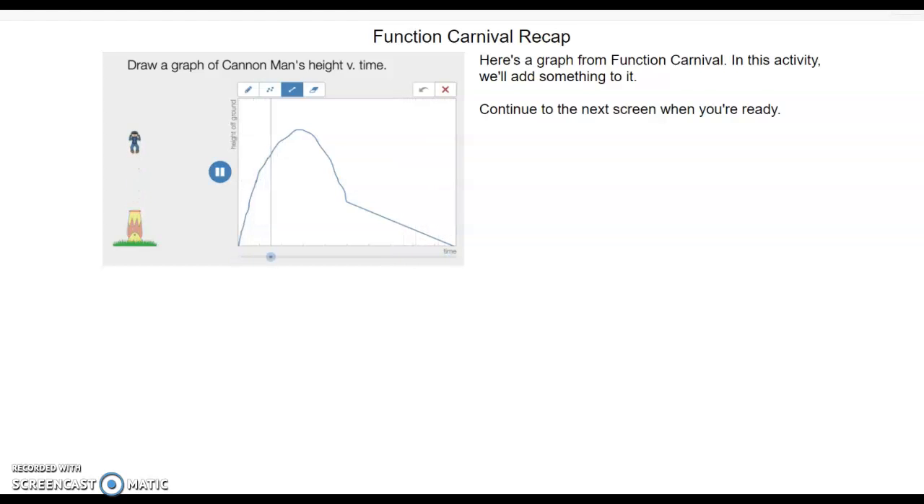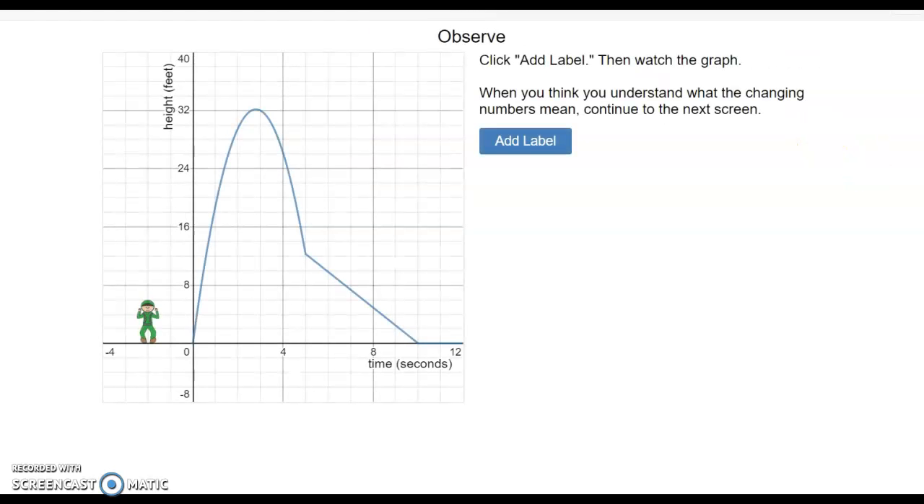It was an activity that we did about a couple days ago, and we looked at race cars, we looked at a carnival, we looked at this guy jumping out of a cannon. So as you can see, this is a story, and we created a graph based on the story. So what we're going to do is go to the next slide. We're going to observe first.